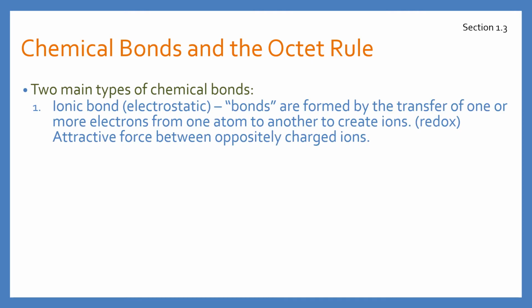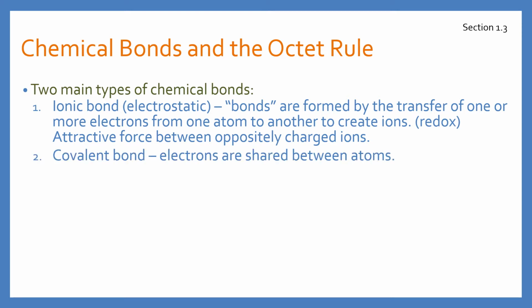You have the ionic bond, which is not truly a bond, it's more of an attraction. These are formed by the transfer of one or more electrons from one atom to another to create ions. These are redox reactions. One species is being reduced, the other is being oxidized. This creates an attractive force between the two oppositely charged ions.